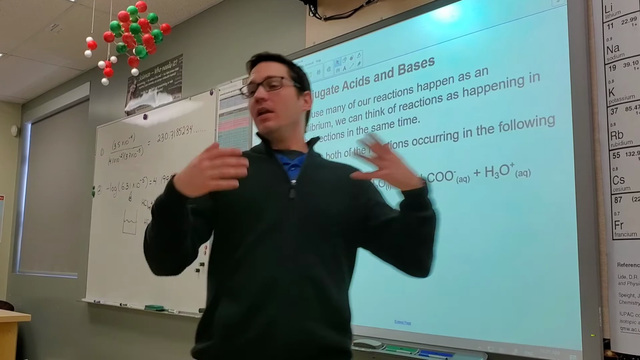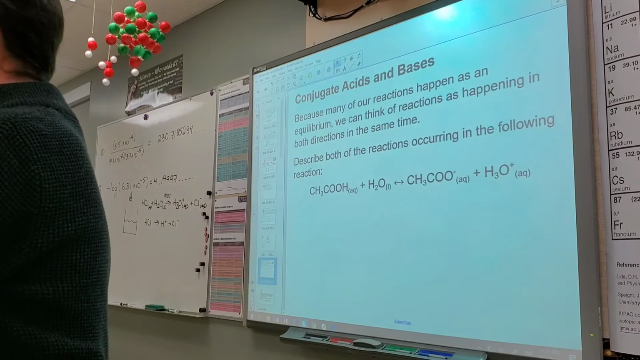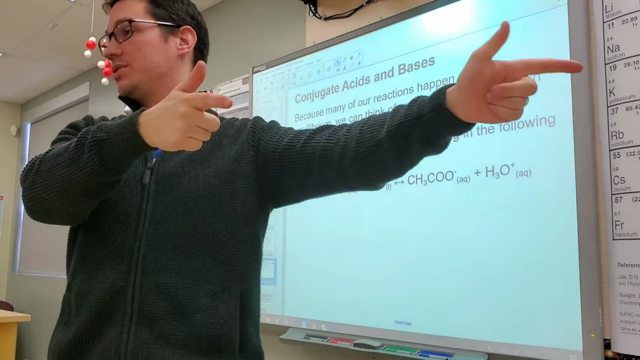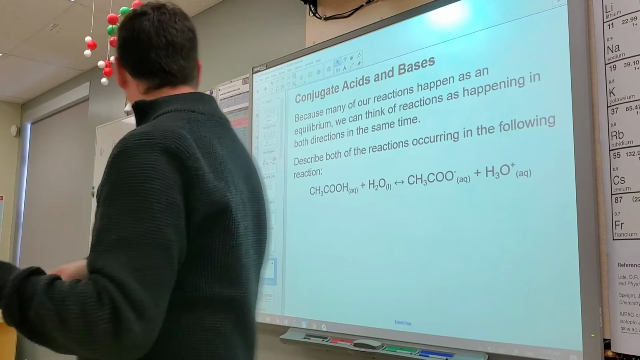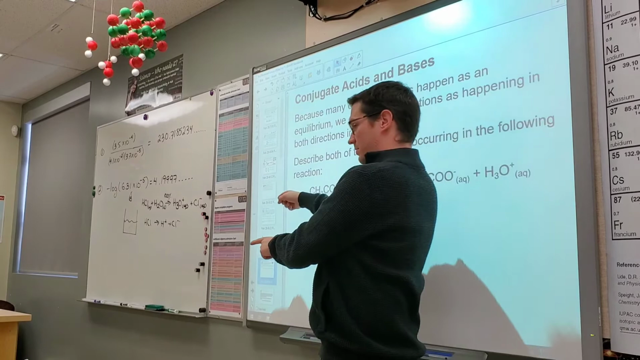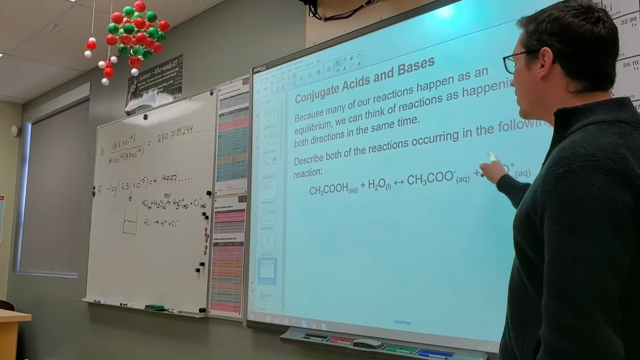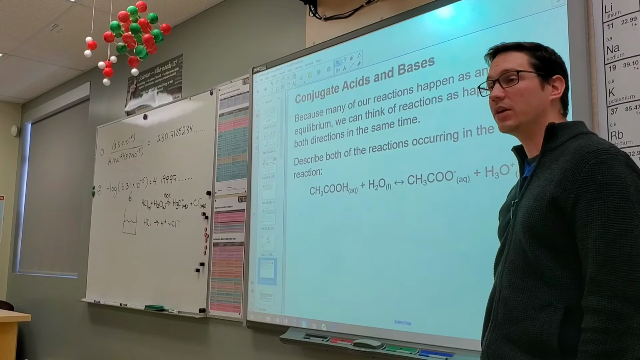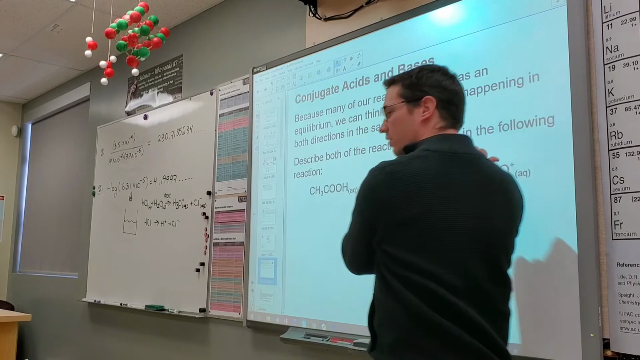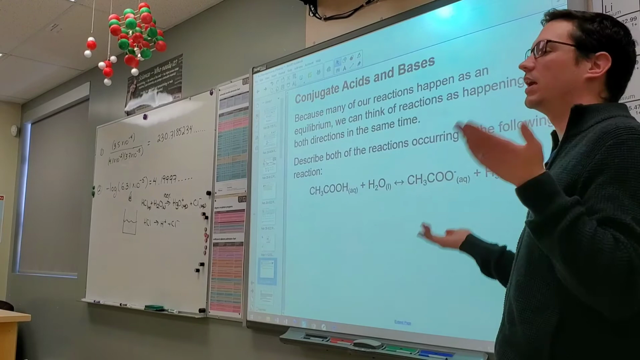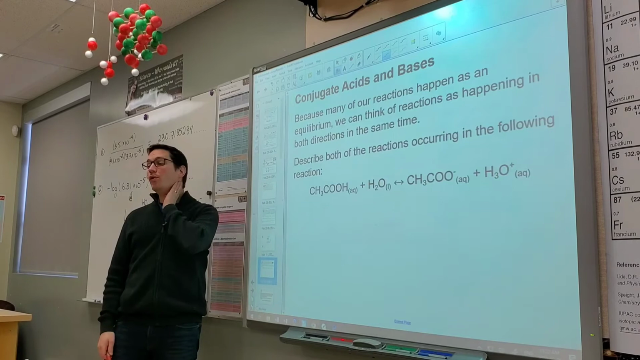Okay. Now, because this is an equilibrium, are these reactions only going in the forwards direction? No, they're not. These reactions can also proceed in the reverse direction. If I just had a beaker of acetate and hydronium ions, could they react and turn into acetic acid and water? Yes, totally they could. If I started with this stuff, it could go that way. If I started with this stuff, it would go that way. If I started with mixtures of them, we don't know the Kc of this reaction, so we can't predict what products we would get. But let's describe both of the reactions occurring in the following reaction. What's the really obvious reaction that's happening here?